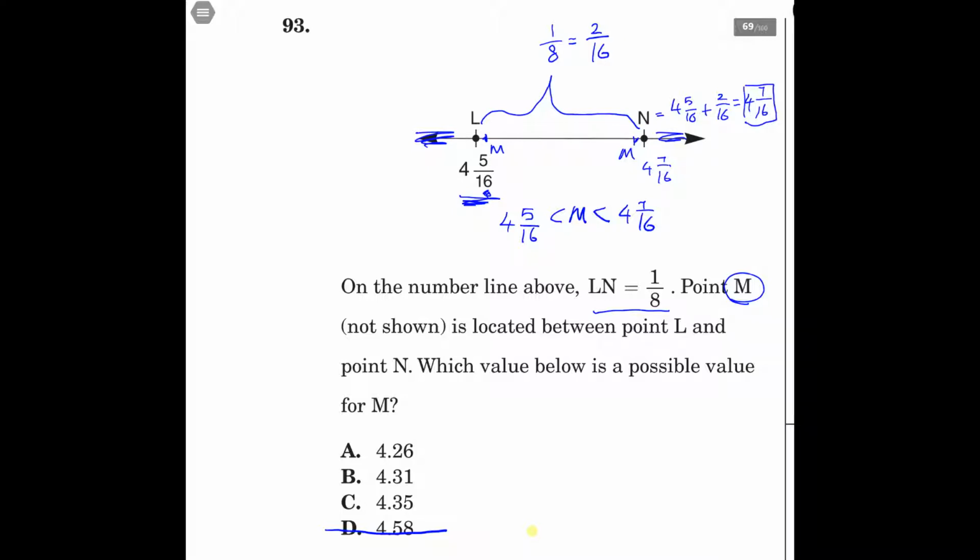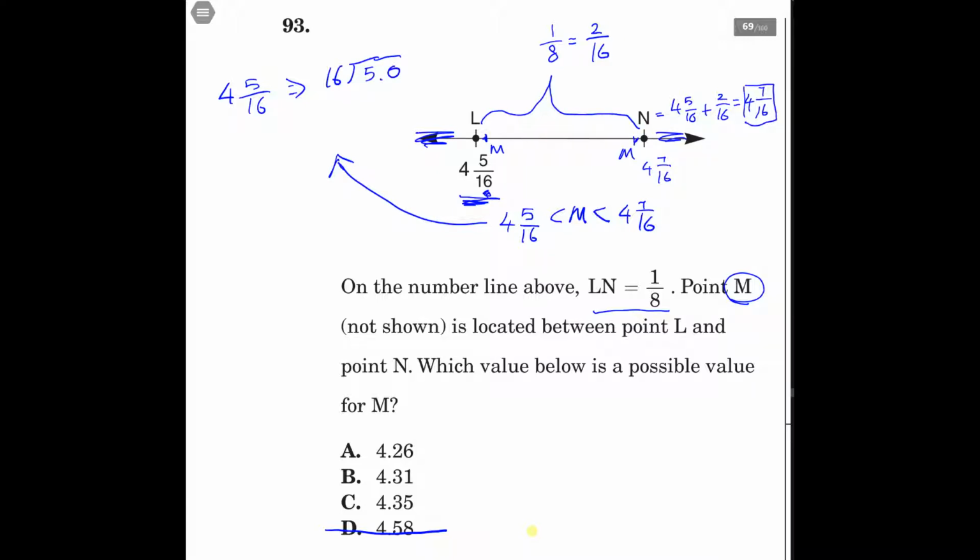Now what is the lower bound here? If we do the math, what's 5 divided by 16? Let's convert this into a decimal number. So 4 and 5 over 16 is the same thing as, I'm just going to do the decimal place, 5 divided by 16. So you have 3, and then 48, and then 0.2 here. So it's 0.31 something. So this would be 4.31 something.